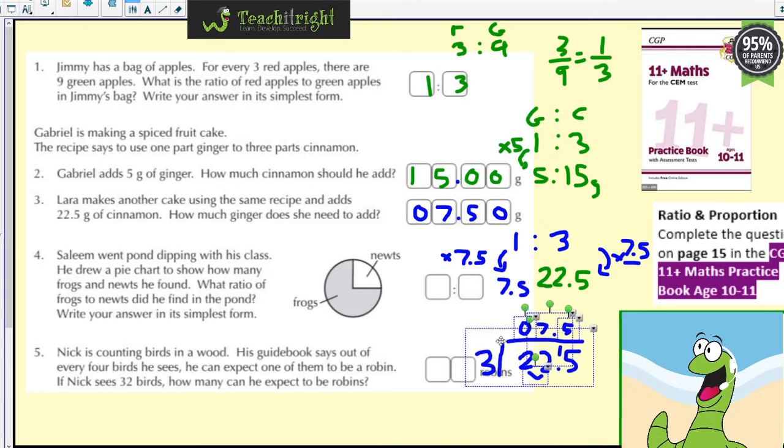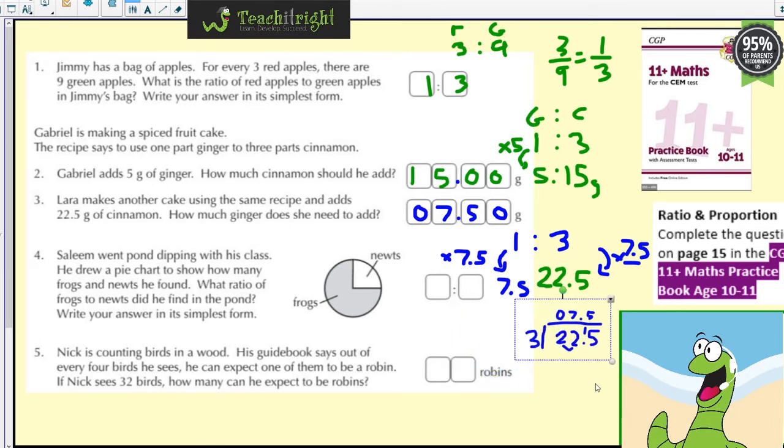And again, just a bus stop, such a useful skill. Being able to manipulate your operations, really, really useful. I think the bus stop, certainly decimal bus stop, is incredibly useful, comes up an awful lot, and it's well worth practicing. Right, let's do number 4.